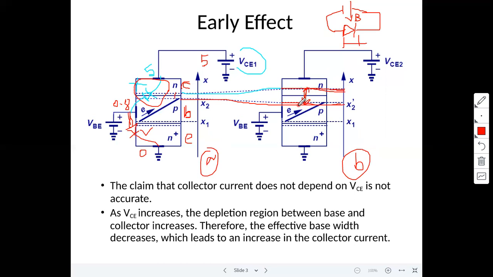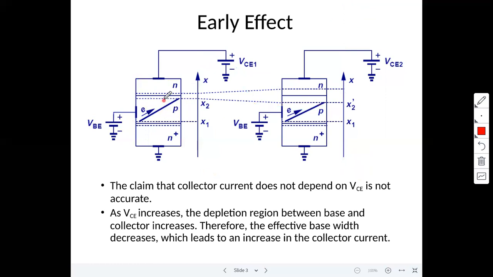As the width increases, the base width decreases. Observe here, the base width decreases. Once again, the concept is that previously this was the base width, and now this is the base width. So the width of the depletion region increases in a reverse bias diode, and due to this the base width reduces. Previously, there was this much base width, and this is the linear variation. Now, this is the linear variation. Due to this, what happened?